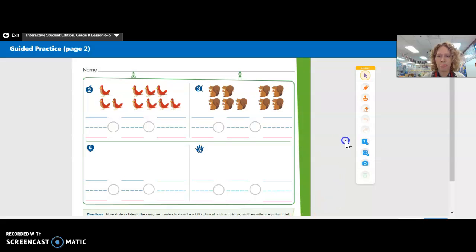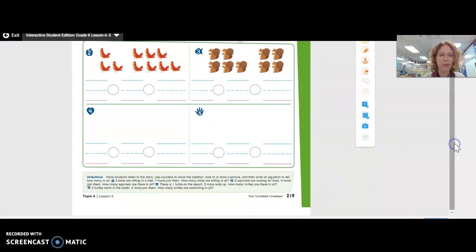All right, so I will tell you the stories and then we can solve the problem. Number 2. 3 birds are sitting in a tree. Do you see it? 1, 2, 3. I'm just gonna go ahead and put a 3 there for us. Okay, 3 birds are sitting in a tree. 7 more join them. Okay, so this plus sign is a joining sign. So you're joining 2 things together. 1, 2, 3, 4, 5, 6, 7.